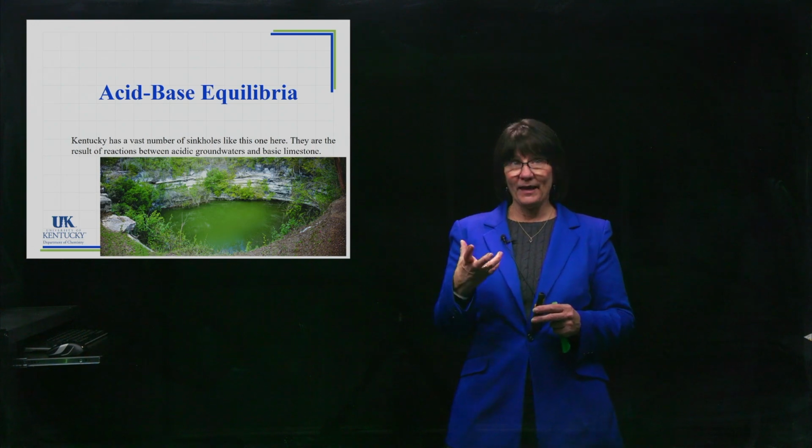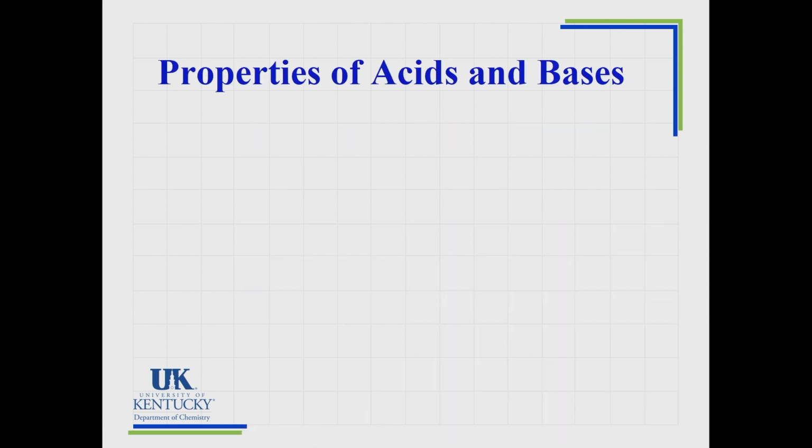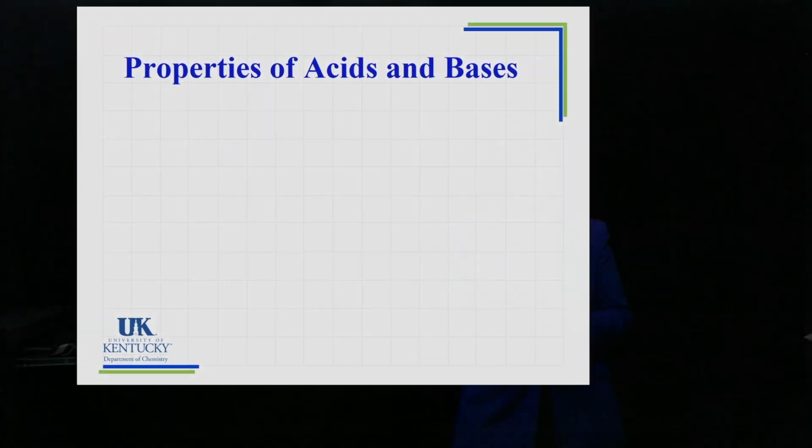Limestone, which is a carbonate, will easily react with acid. Now, even rainwater is slightly acidic, so the groundwater will hit that limestone and you'll have an acid-base reaction which will dissolve the carbonate and cause our caving system that we see here in Kentucky. And here is an image of a sinkhole filled up with water. Okay, so let's talk about acids and bases.